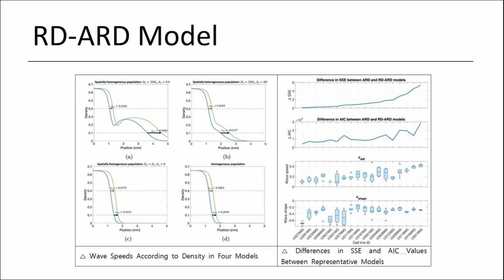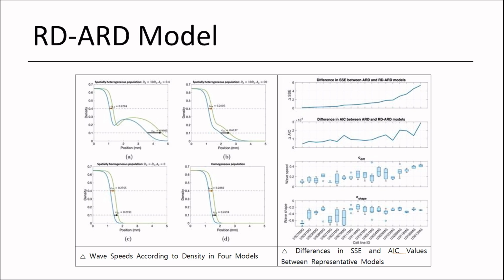Now, let's move on to the performance evaluation of the four models. We compared the models using two key metrics, SSE, which stands for Sum of Squared Errors, and AIC, the Akaike Information Criterion. The SSE measures how closely the model's predictions match the experimental data. A lower SSE means the model has smaller errors and better fits the data.